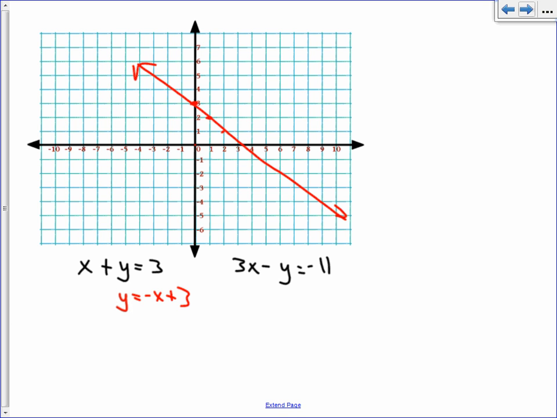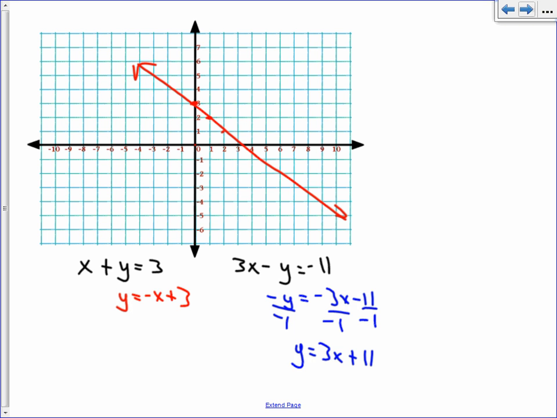All right, so now I've got to graph the second one. Negative y equals, move this over, that gives me negative 3x minus 11. Divide by negative 1, and watch this. y equals 3x plus 11. I end up with an equation where 11 is off my graph.